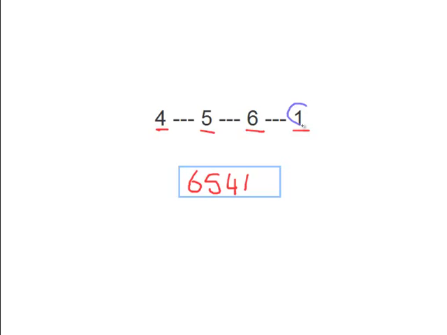So now let's make the smallest number possible. So we would start off with the 1. Then we would do the 4, the 5, and lastly, the 6. So the smallest number we could make was 1,456. Okay, now we have a 5, a 1, an 8, and a 4.